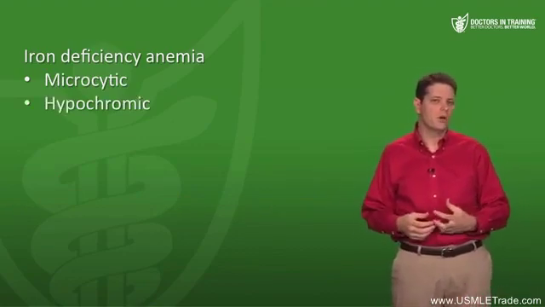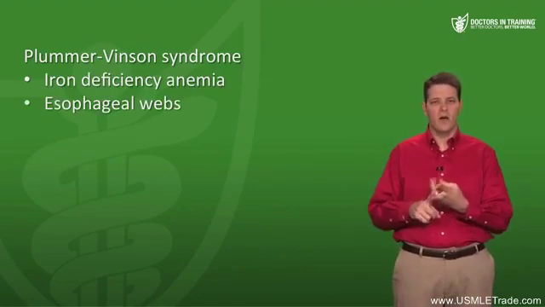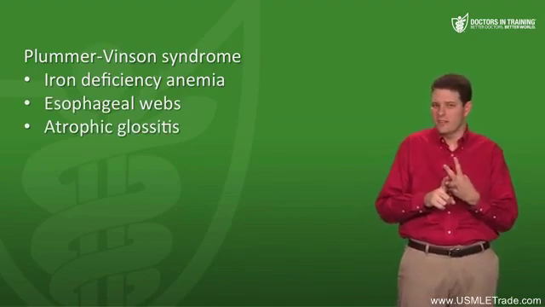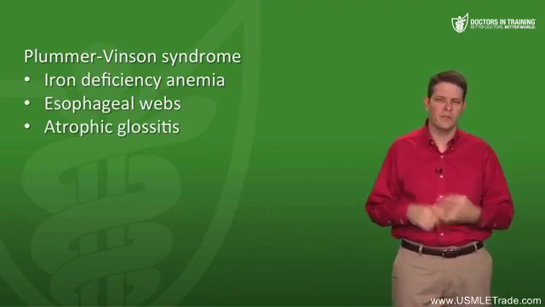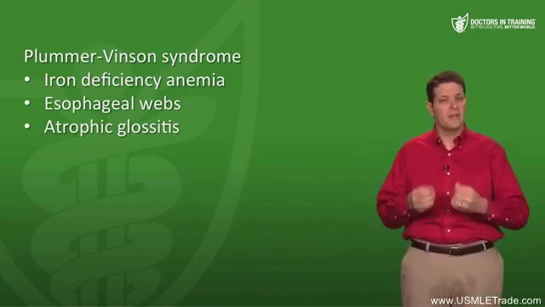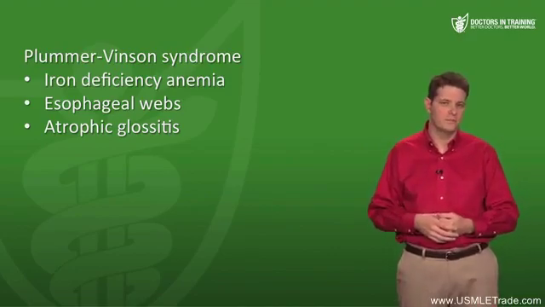And you might also see something called Plummer-Vinson syndrome, which is a triad of iron deficiency anemia, esophageal webs, and atrophic glossitis. It's one of those things you're more likely to see on a test than in real life. There are lots of nutritional causes of glossitis, inflammation of the tongue, especially B vitamin deficiencies, but you need to remember that iron deficiency can do it as well.